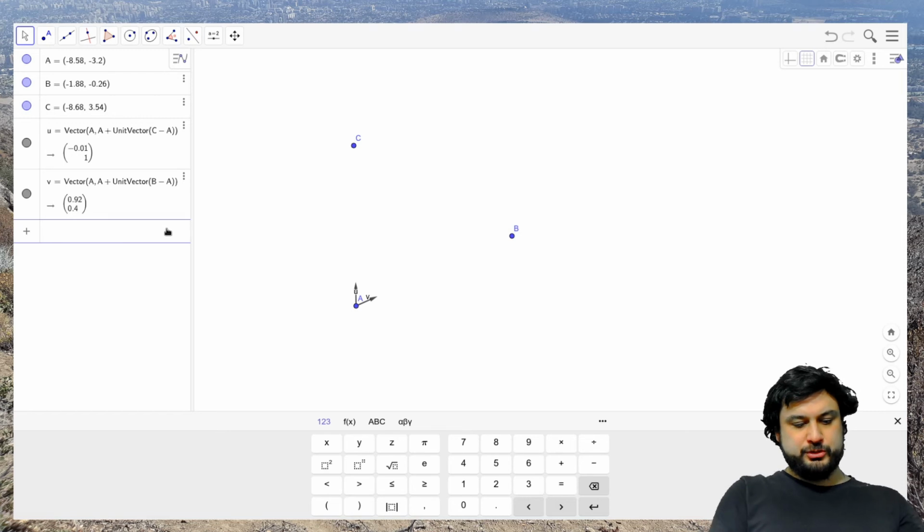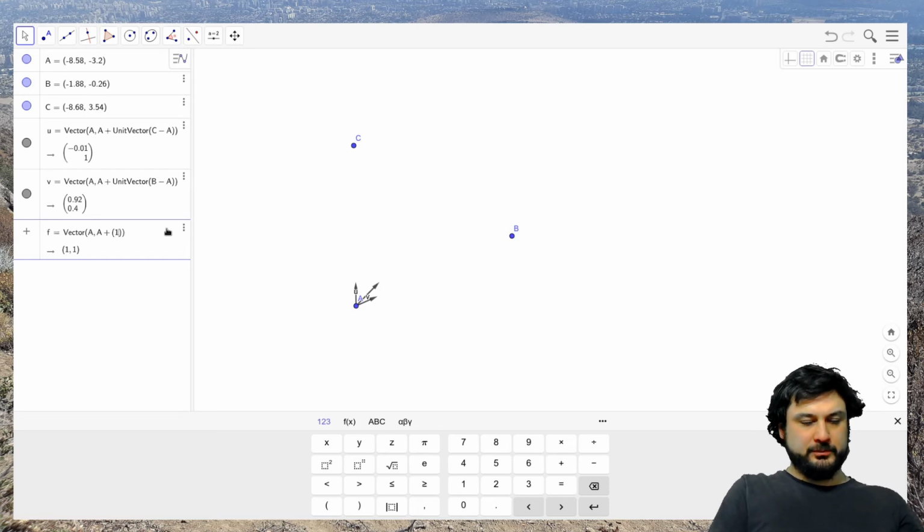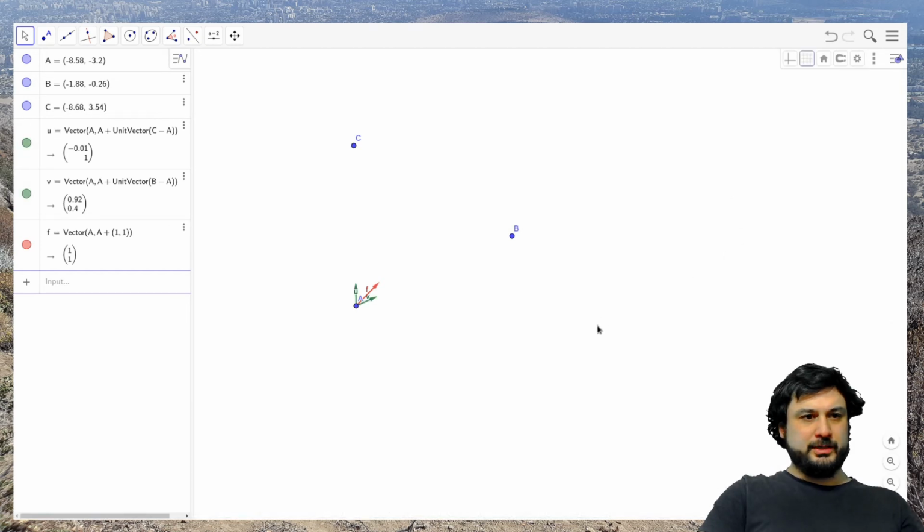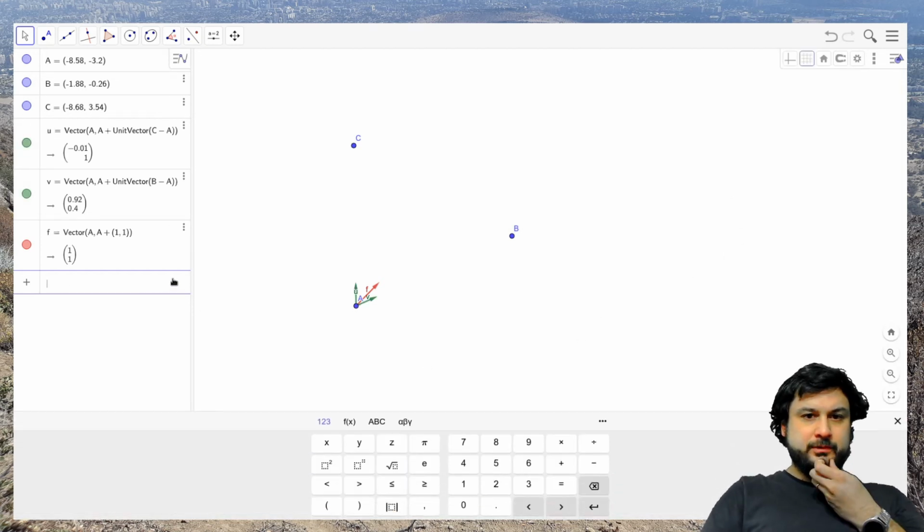Let's define a force. So a force is going to be F defined as a vector at A, and A plus some other point. So let's do 1, 1. This will be our red vector, and these are going to be our 2 green basis vectors. Just like that.